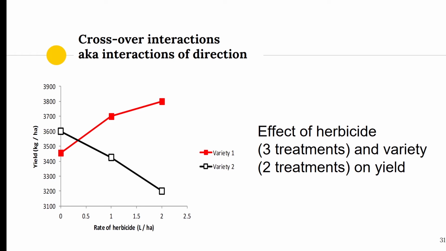And it's these kinds of interactions that are often significant when we do analyses of variance, and it's these ones we really have to worry about. Because if we just present the main effect of rate of herbicide, ignoring the variety effect, ignoring the interaction, then we're going to mislead our readers.